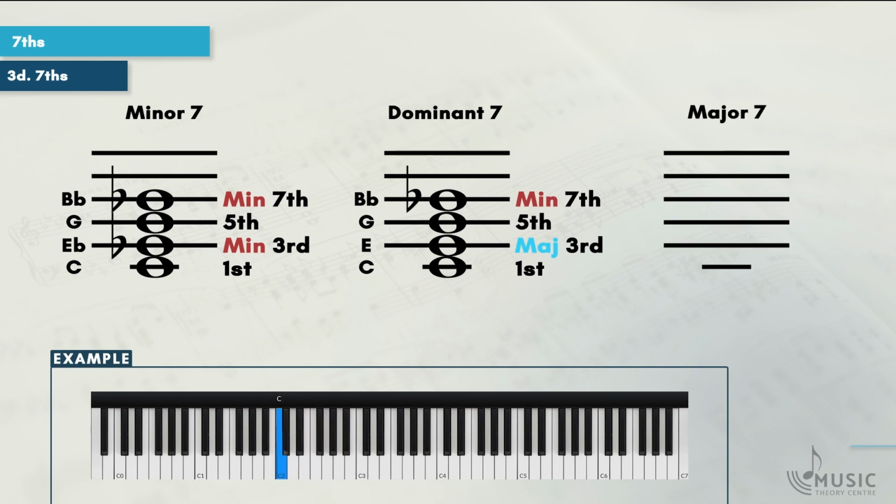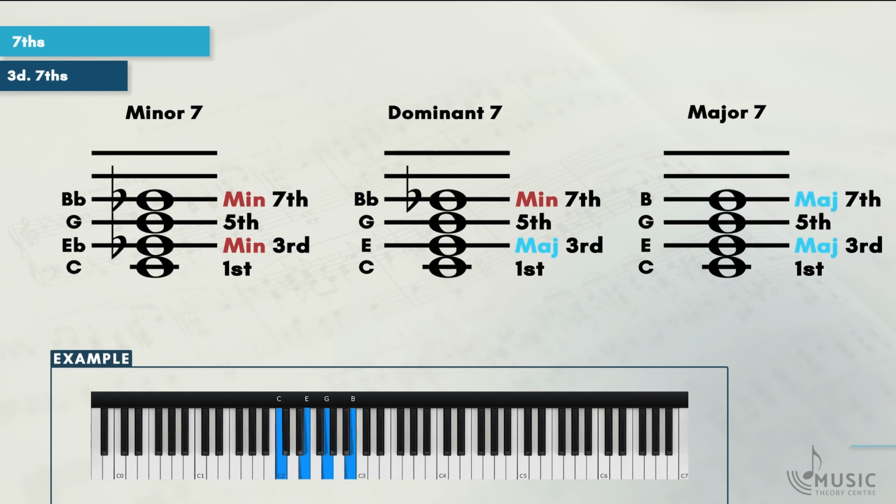C major 7 is C, E, G, B. Root, major 3rd, perfect 5th, major 7. The major 7 just happens to be one of my favourite chords. Again, watch our video on intervals if you don't quite understand yet.